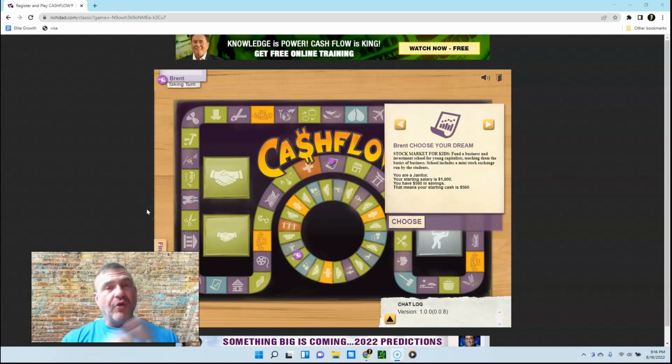Once you have your Rich Dad Cashflow game going, then you're going to choose a dream. There's 2 ways to win this game. One is to land on your dream and buy it. 2 is to make a certain amount of money out here in this fast track. How do you get to the fast track? You have to get out of the rat race to get to the fast track. How do you get out of the rat race? I will show you that after I choose this dream, stock market for the kids.